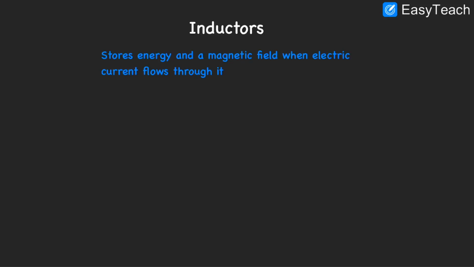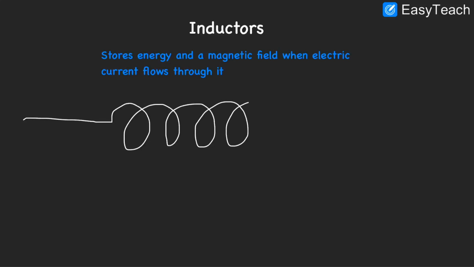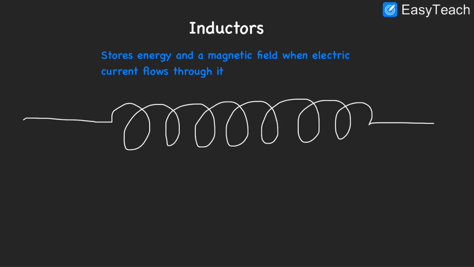An inductor is just an electrical component, and it stores electrical energy in the form of a magnetic field. What an inductor basically is, you have a piece of conductor and it's just wound in circular turns. So this is the electrical symbol for an inductor. You just take a piece of conductor and you wind it.